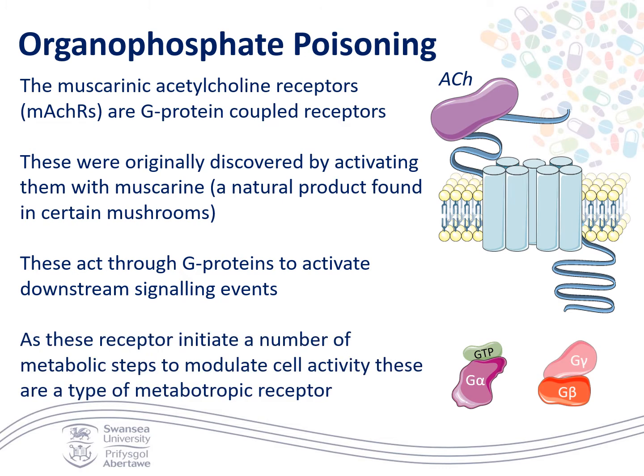Now, as these receptors initiate a number of metabolic steps to modulate cell activity, they are referred to as metabotropic receptors. There's a number of downstream signaling events which must occur, and so they tend to take a little bit longer than the nicotinic acetylcholine receptors, and we're going to compare with them in just a second. But they activate a number of metabolic steps to modulate cell activity. And so the muscarinic acetylcholine receptors belong to a class of receptors known as metabotropic receptors.